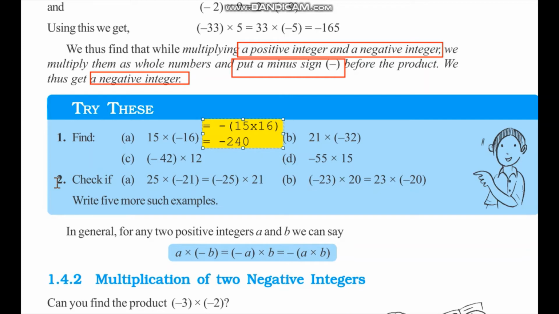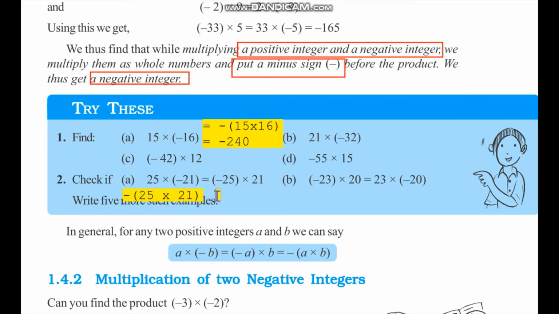Right? We will move on to the second one, A. Here we have 25 times minus 21. And we need to check if the value is the same as minus 25 times 21. So for us to find out if the value is the same, we actually do not have to find out the product. Instead, what we need to do is simplify both the right hand side and the left hand side. So the left hand side is nothing but 25 times 21, and then we are going to add the negative sign outside.